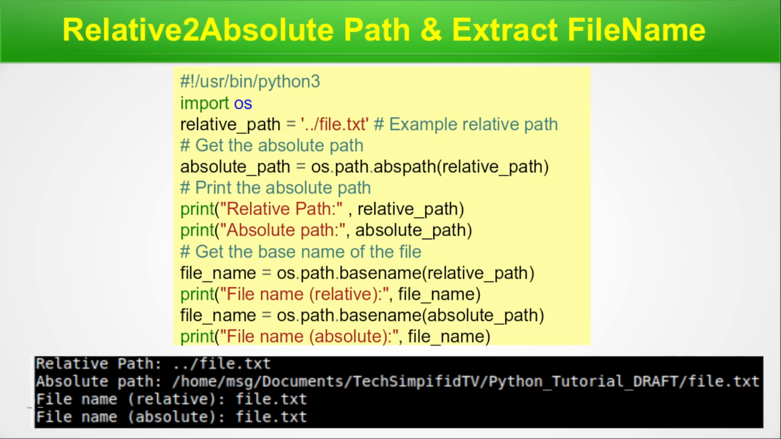Next, we have the relative extraction, that means the file name extraction from the relative path is file.txt, and we do the same for the absolute path. That means from this path and this path we have extracted the file name, and since this is the same, we are getting the same output in both the cases. So we are done with this particular code.